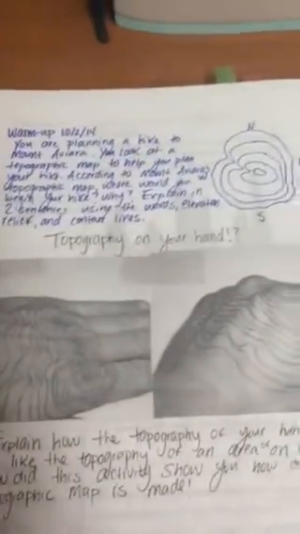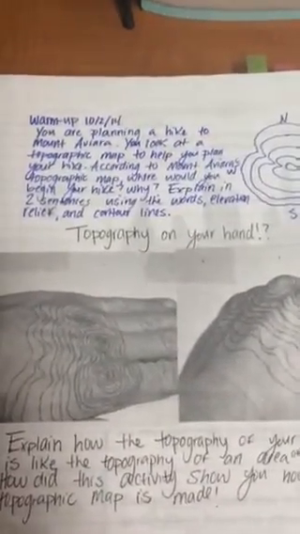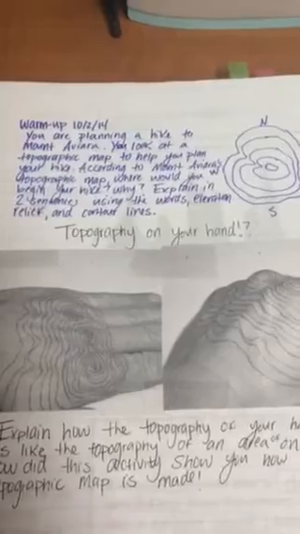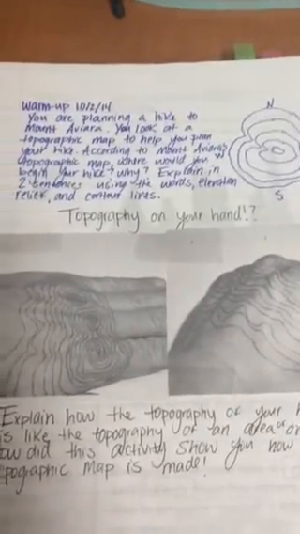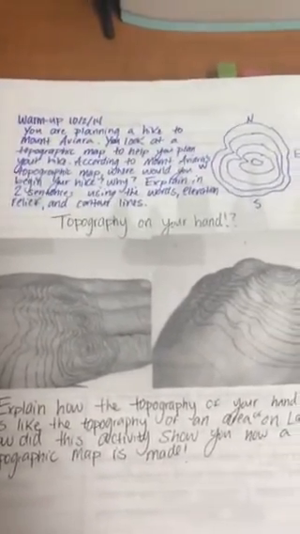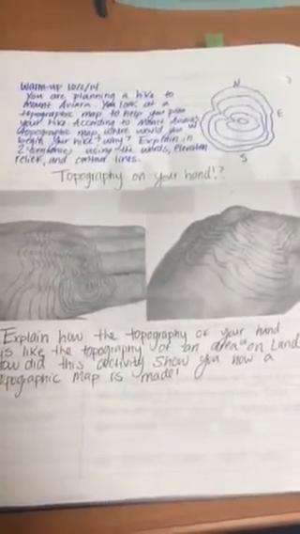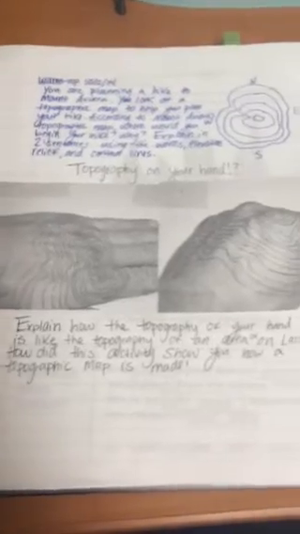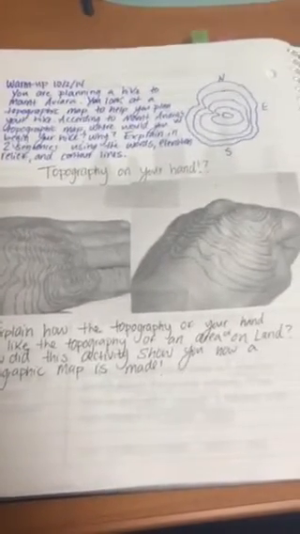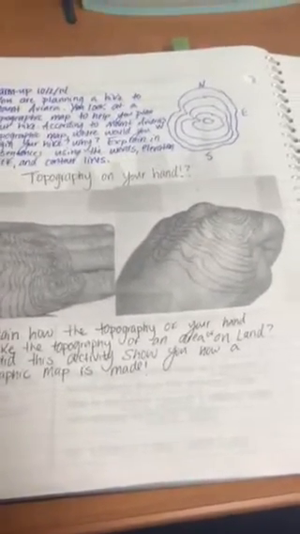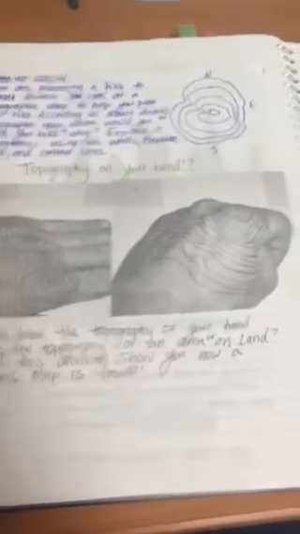Page 41 is the warm-up from October 2nd, asking you if you're planning a hike, which side of Mount Aviara you would climb based on the topographic map. And then directly under that, on 41, was the topography of your hand activity, where we explained how the topography of your hand was like Earth and how it showed you how a 3D image makes a 2D topographic map.